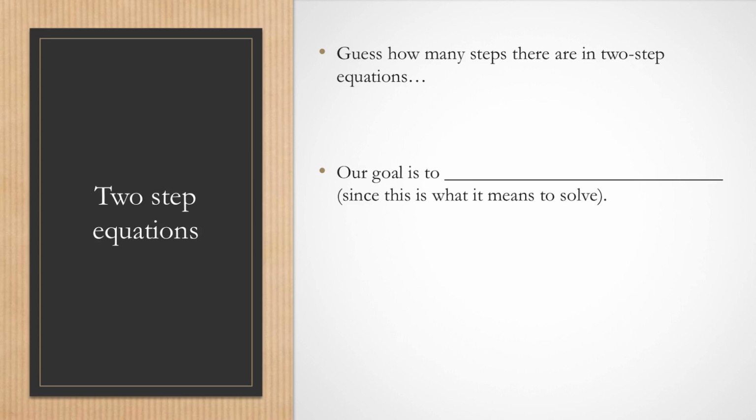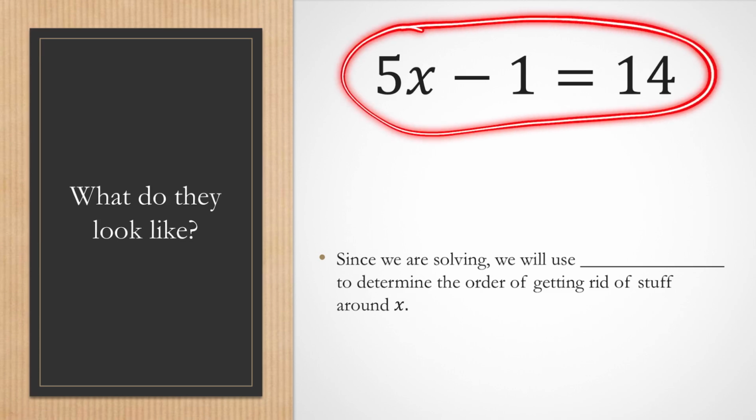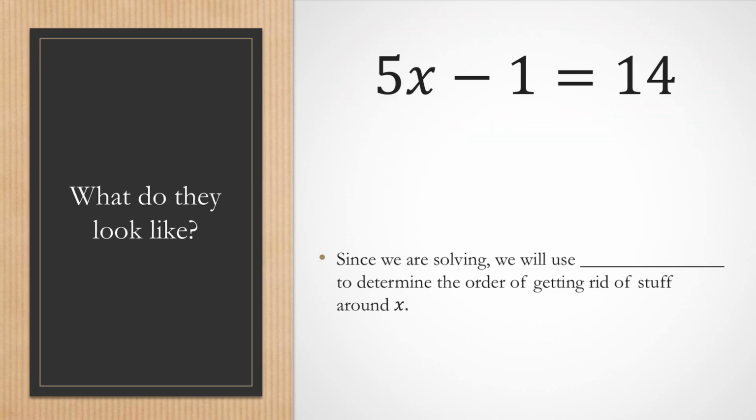So in two-step equations, guess how many steps there are in two-step equations? I feel like that's super obvious. So our goal with two-step equations is to get x by itself. That's what it means to solve really anything. And I say x, it could also be a, it could also be b, it could be whatever the variable is, but your goal is to get the variable by itself. So this is what it looks like. Most of the ones that you'll see this year are going to have that exact same format.